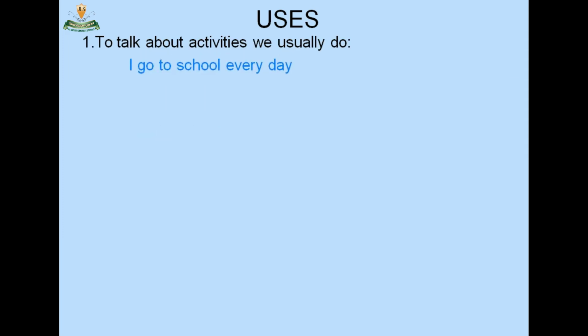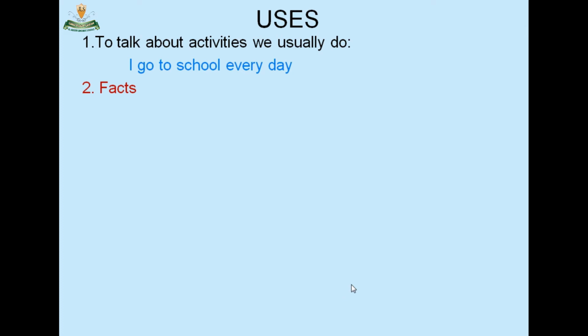Let's look at the uses of present simple. We use the present simple, first of all, to talk about activities we usually do, which we call habits or routines. I go to school every day. I wash my face in the morning. I go to school by bus. I visit my uncle on Sunday. These are all called habits or routines.